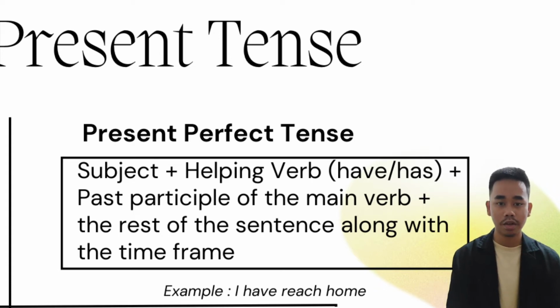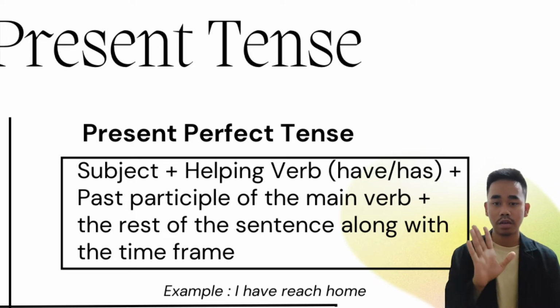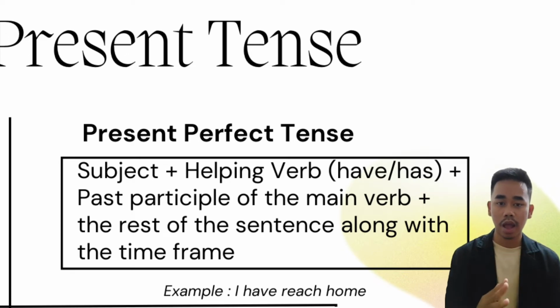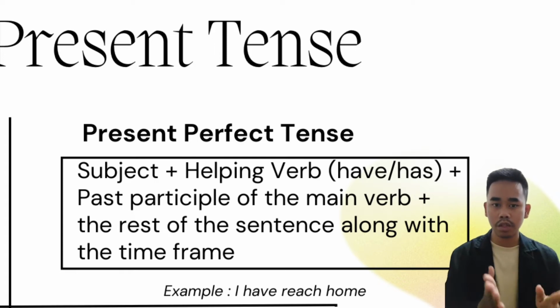So what is the difference? There are three parts of present perfect tense. First is positive, the second is negative, and the last is interrogative. First, positive. For the structure, they use a subject, followed by has or have, and then followed by verb 3.